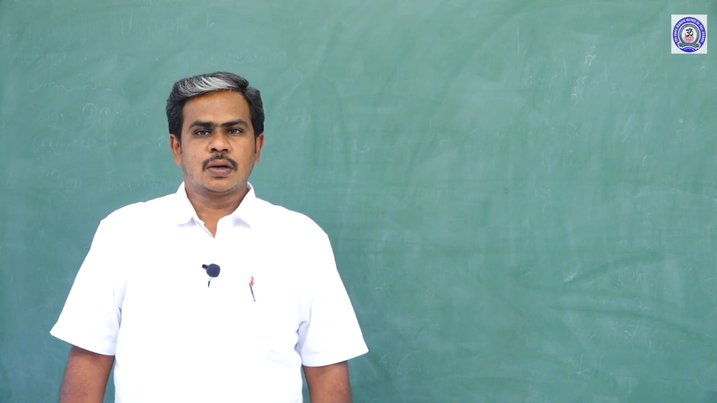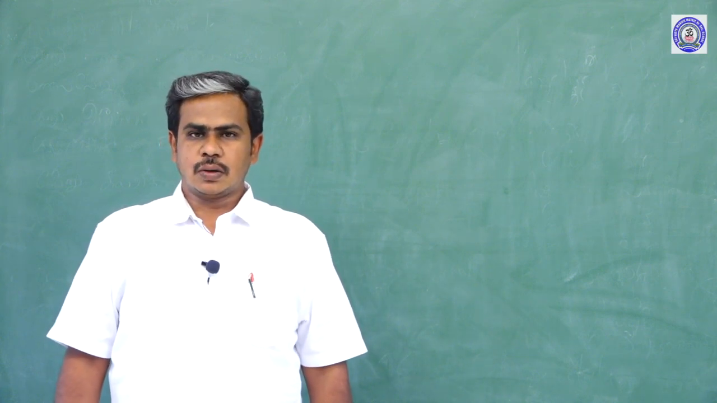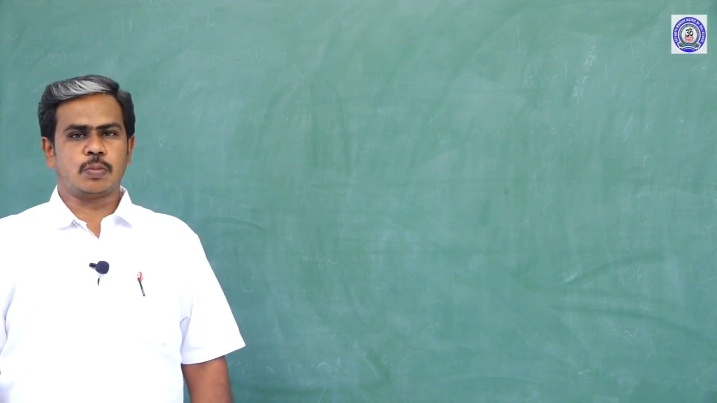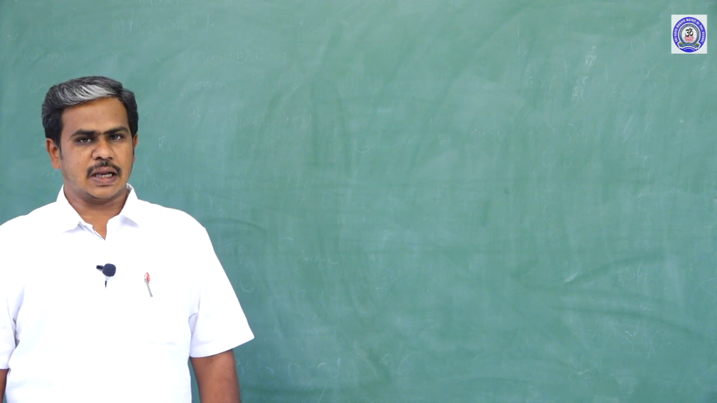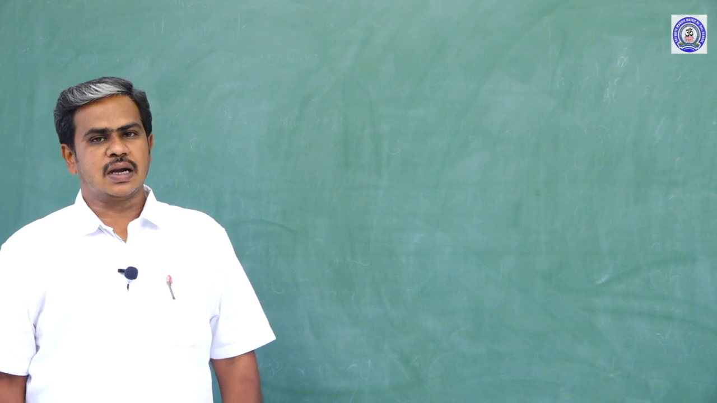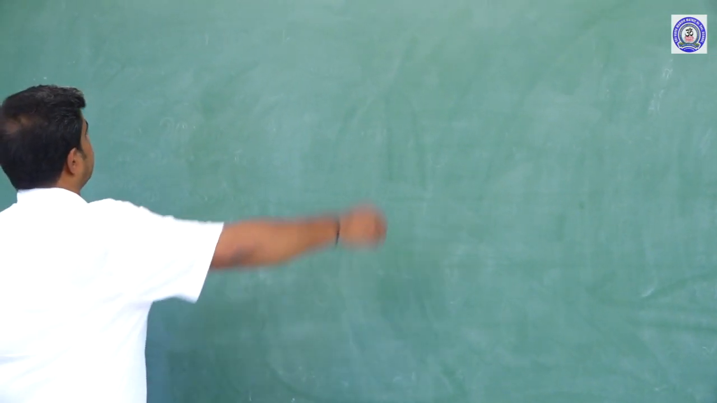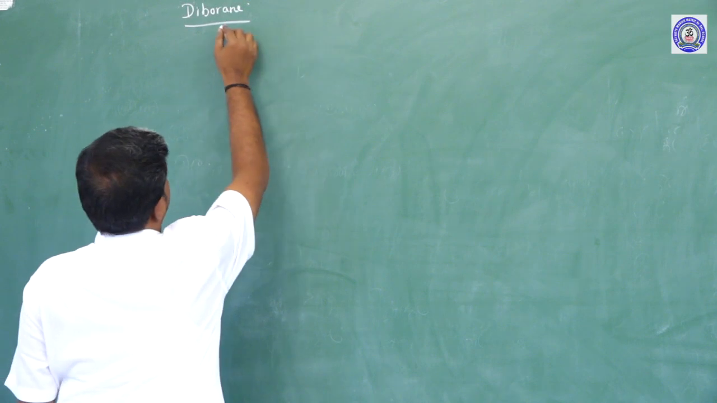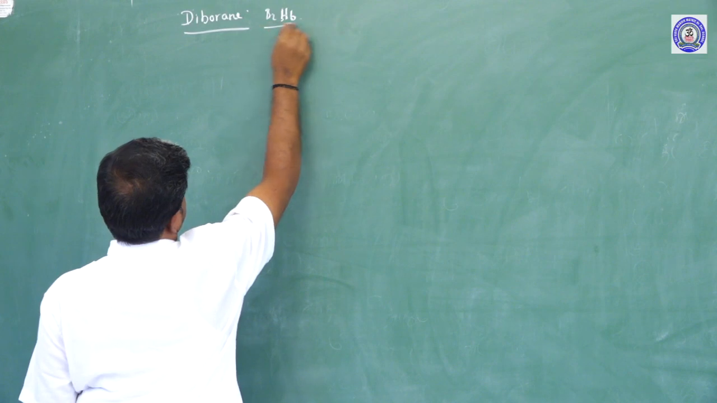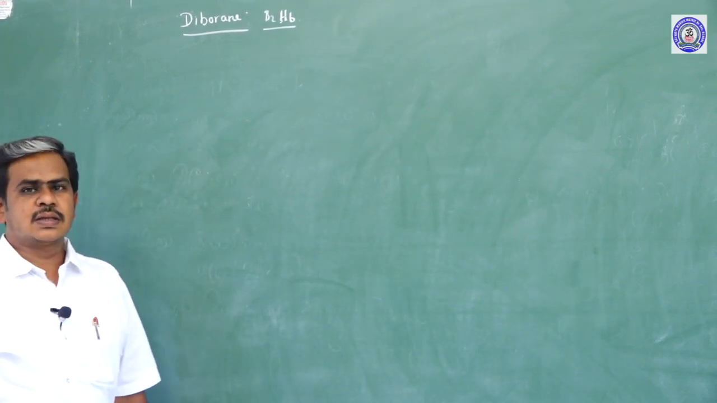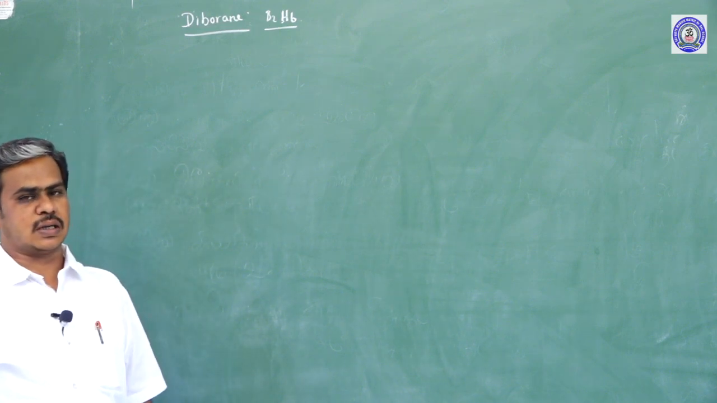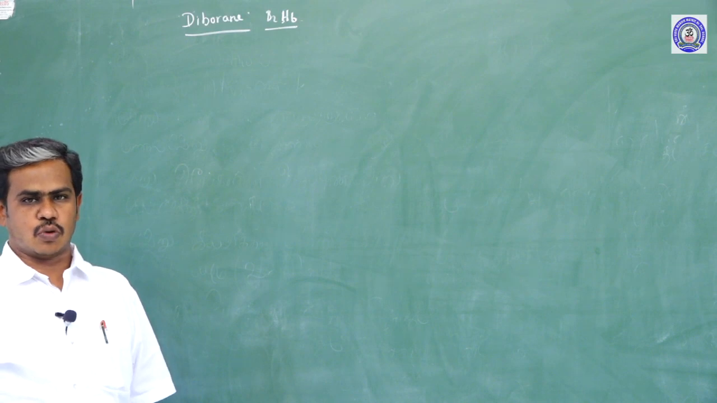My dear students, today we are going to learn p block element, 13th group element, diborane and boron halide and its structure. Now, what do you mean by diborane? Diborane is the formula B2H6. So, diborane is boron hydride. All hydrides of boron is considered as diborane.